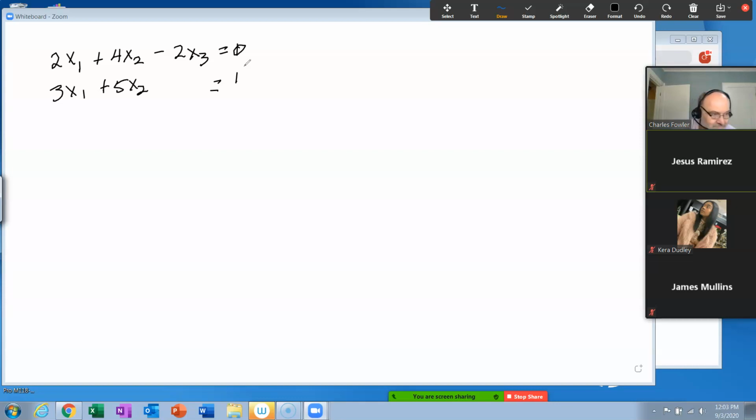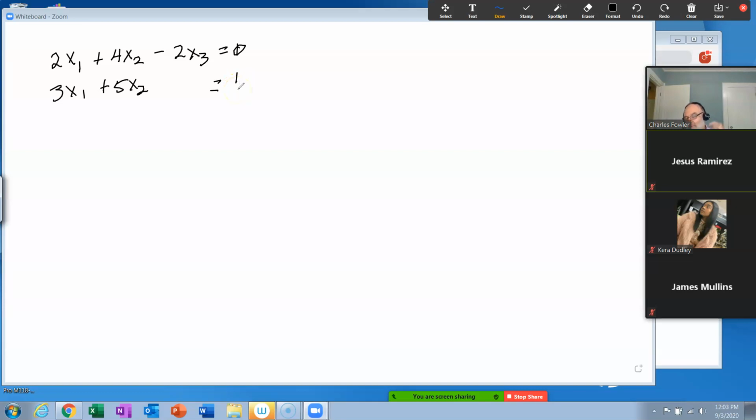Now, this differs from the discovery. If this had been a 0 here rather than 1, you'd know it'd have at least one solution, and because it has 3 unknowns, only 2 equations, it would have an infinite number of solutions. However, that's not necessarily true for this being a 1. So we're going to have to proceed.